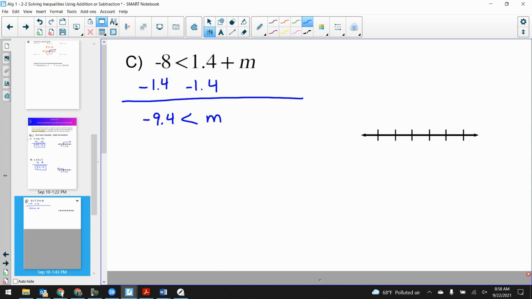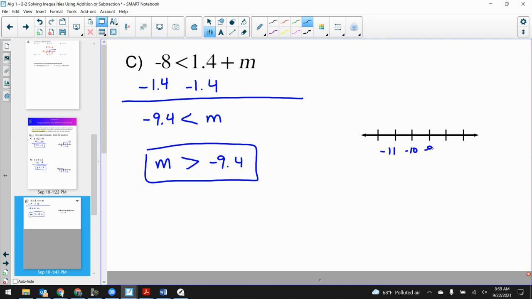Now, would I leave that on an answer blank? No. I would flip it around. m on the left side, -9.4 on the other side. And that less than symbol has to turn into a greater than symbol. Not only flip the orientation, but also flip the sign as well. Now, this one's a little tricky because it's a decimal. Don't let that throw you off, though. Let's say -11, -10, -9, -8, -7.